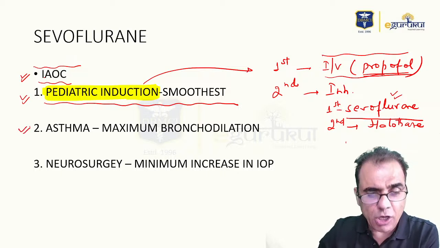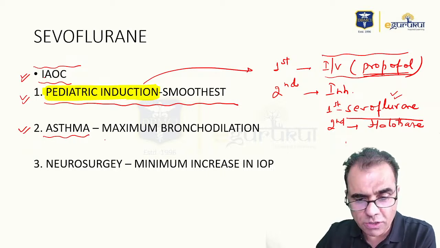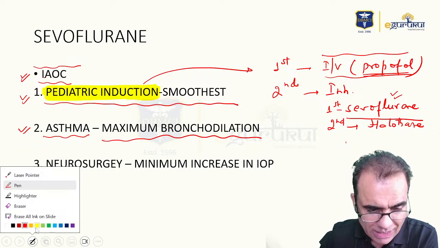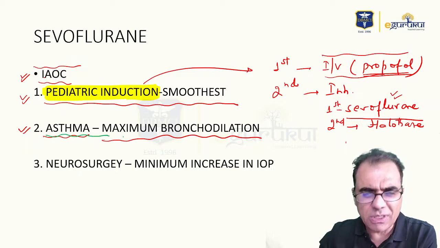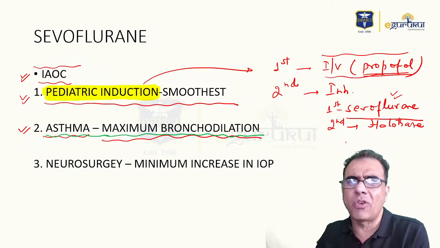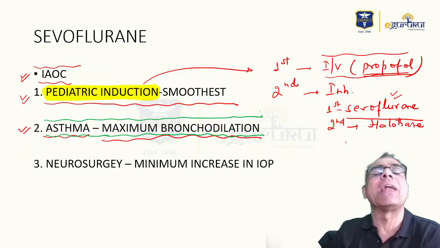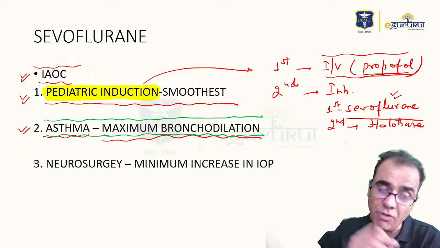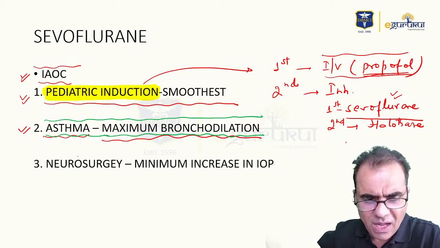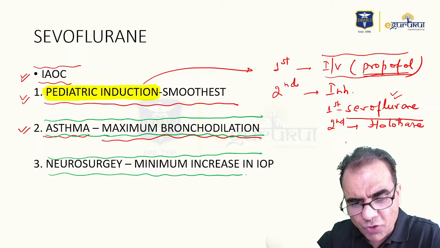Then sevoflurane is also the inhalational agent of choice for asthma because it causes maximum bronchodilation. So rather I'll use the green pen, because in some books, not new, if you take a 4 or 5 year old question, you will find that maximum bronchodilation mentioned is halothane. That was true before, but now it is proven that sevoflurane is a better bronchodilator than halothane. Similarly, for neurosurgery, nowadays the inhalation agent of choice is sevoflurane.